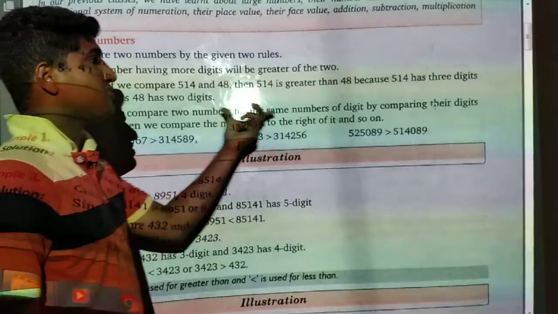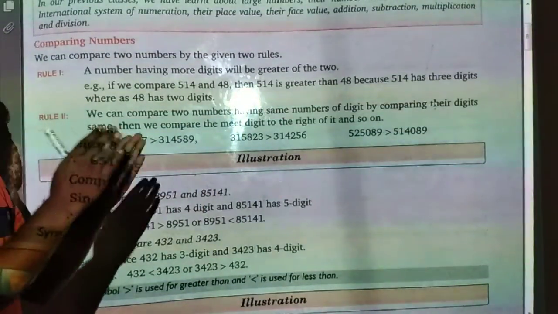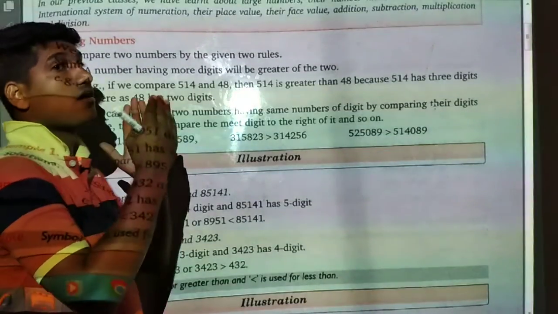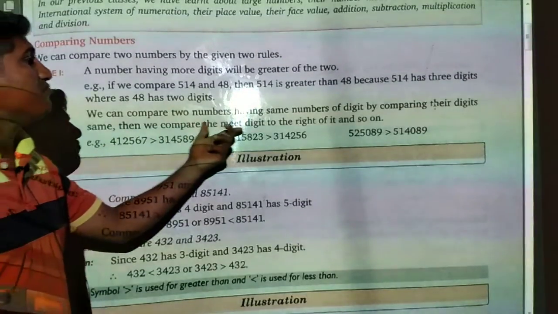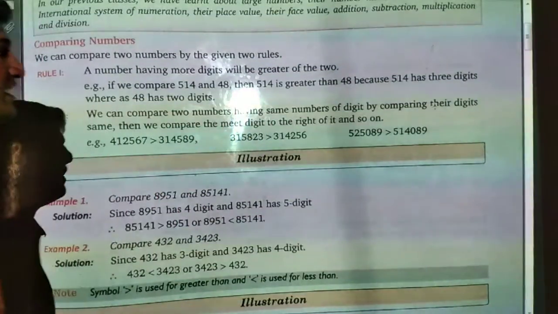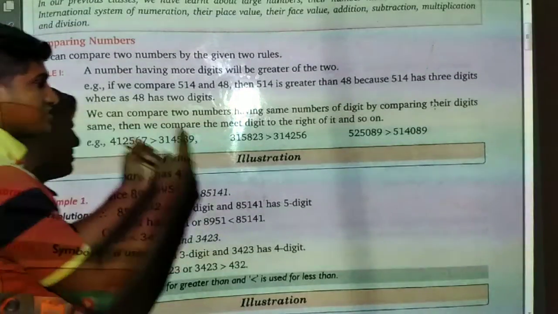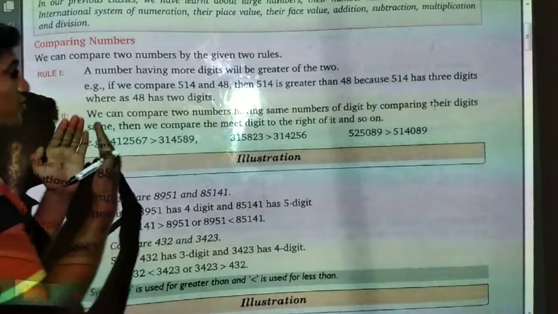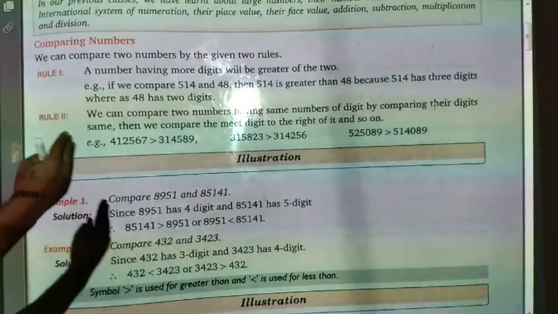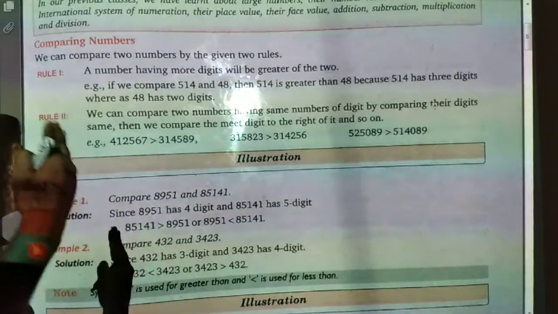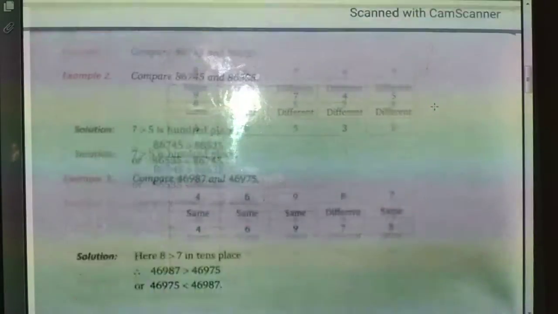For numbers having the same number of digits, we compare each and every digit of the first number with the corresponding digit of the other number. Then we compare the next digits to the right, and so on. When we compare two numbers, we will start from the left side of the two numbers, comparing the next digits to the right, and so on. So we will discuss this.